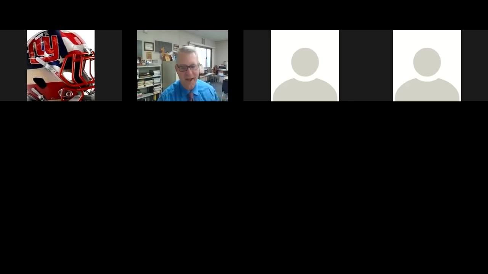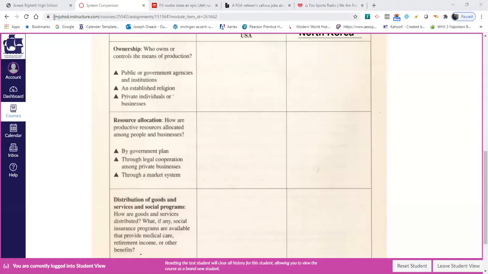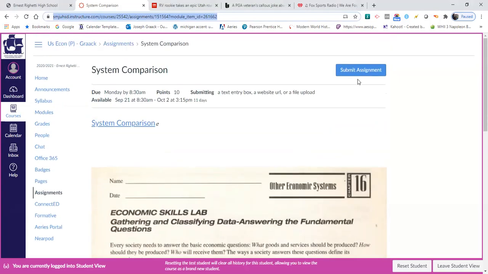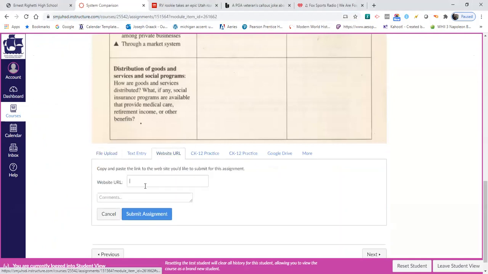You can take a screenshot, you can put a text entry, you could copy and paste all of your text and put it in, or if you want, the easiest thing to do is, because this was in GoFormative, after you submit, if you just copy your URL and you go up here to submit assignment, go to website URL, if you put this in and hit submit, it'll notify me that you submitted it, and when I click on this, it'll show me your responses.